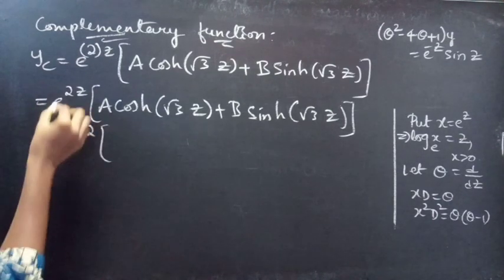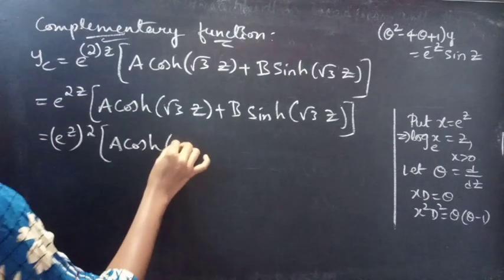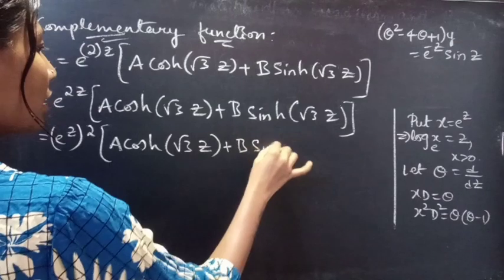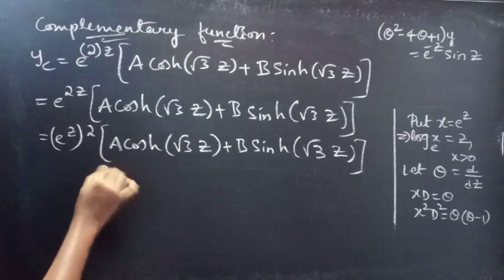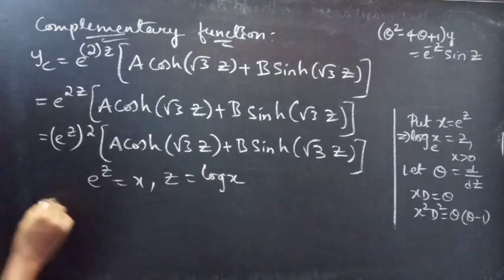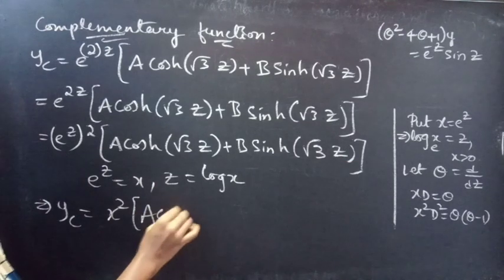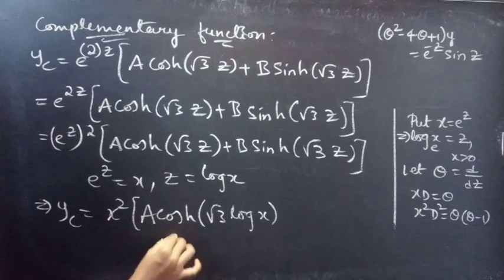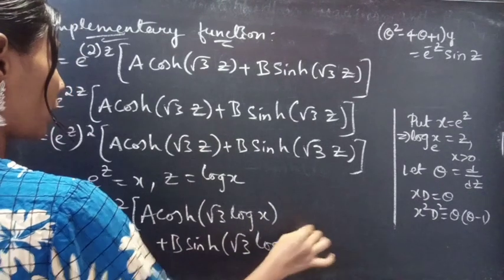Okay. For that we need to write e power 2z as (e power z) whole square into a cos h of root 3z plus b sine h of root 3z. Now replace e power z by x and z by log x. Then we'll get yc equals x square of a cos h of root 3 log x plus b sine h of root 3 log x.